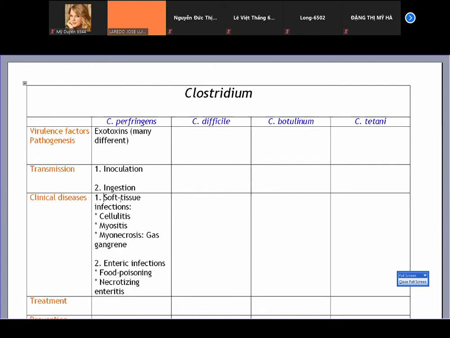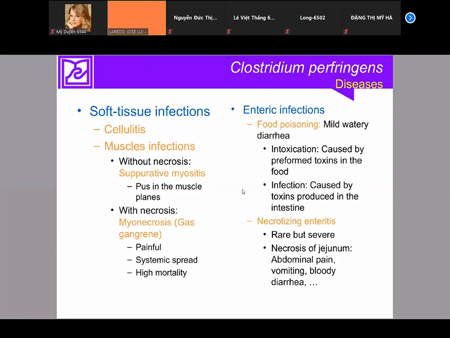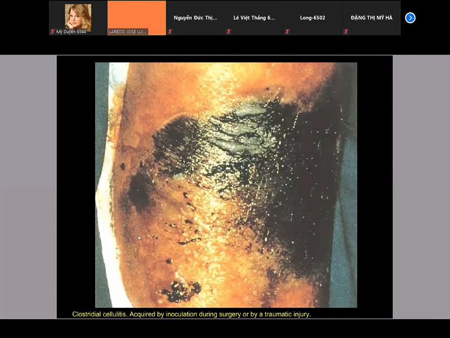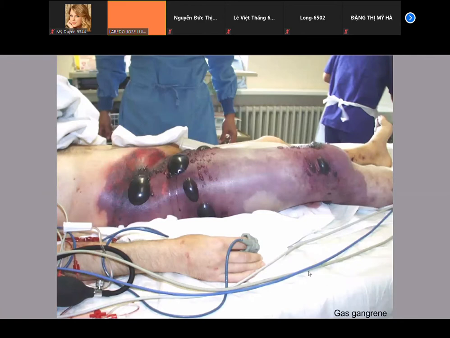And what about these soft tissue infections that are acquired through inoculation? Some of them may be severe. I show you some pictures. This is a patient with cellulitis, soft tissue infection, acquired through inoculation, sometimes severe. And this is a patient with myonecrosis, also called gas gangrene. This is very severe. This is the ICU. Look the bubbles, like this one.